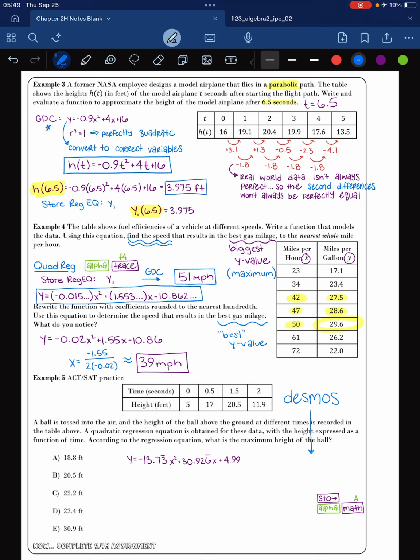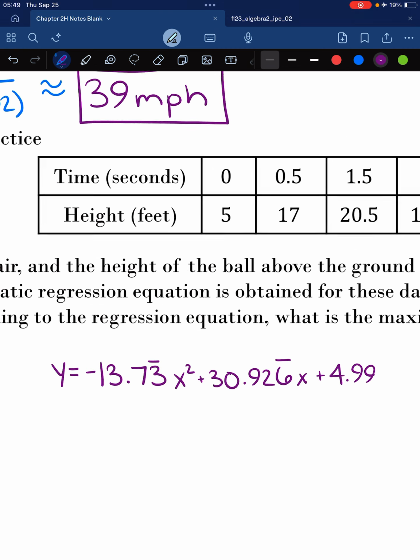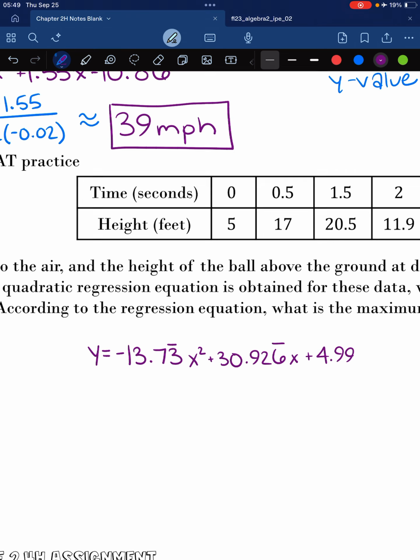Well, the cool thing is, I know we haven't learned it yet, but in Desmos, it'll graph this regression equation for you, and you can just click on the maximum, and you can see that the maximum height of the ball is 22.4. Okay, but what if that's not an option? Well, for maximum height, we first have to figure out where that maximum happens.